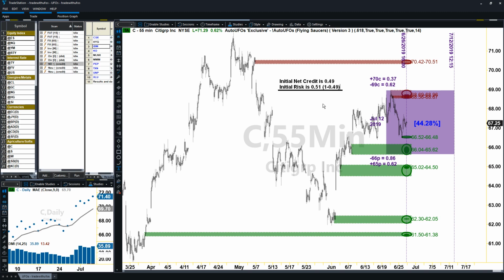1 is the distance between strikes. 69 to 70 is 1. 66 to 65 is 1. So the most you can lose is 1. But for you to risk 1, you get paid 49. So the most you can lose is 51. So the initial risk is 51. And this is the trade. Of course, if that stock remains in the purple box until July 12th, then you made 49 on time decay. That's an iron condor. I guess not a surprise at this point.